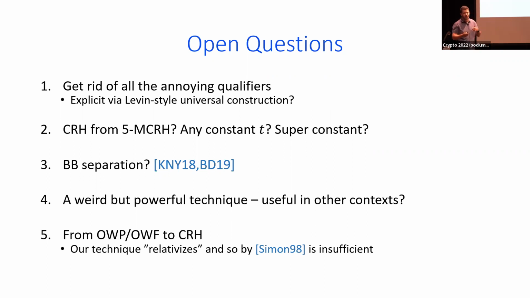But it looks like our technique is not sufficiently strong, because all of this technique relativizes. So the type of oracle separation that Simon gives also rules out this kind of proof technique. So yeah, I think I'll conclude here and happy to take any questions.